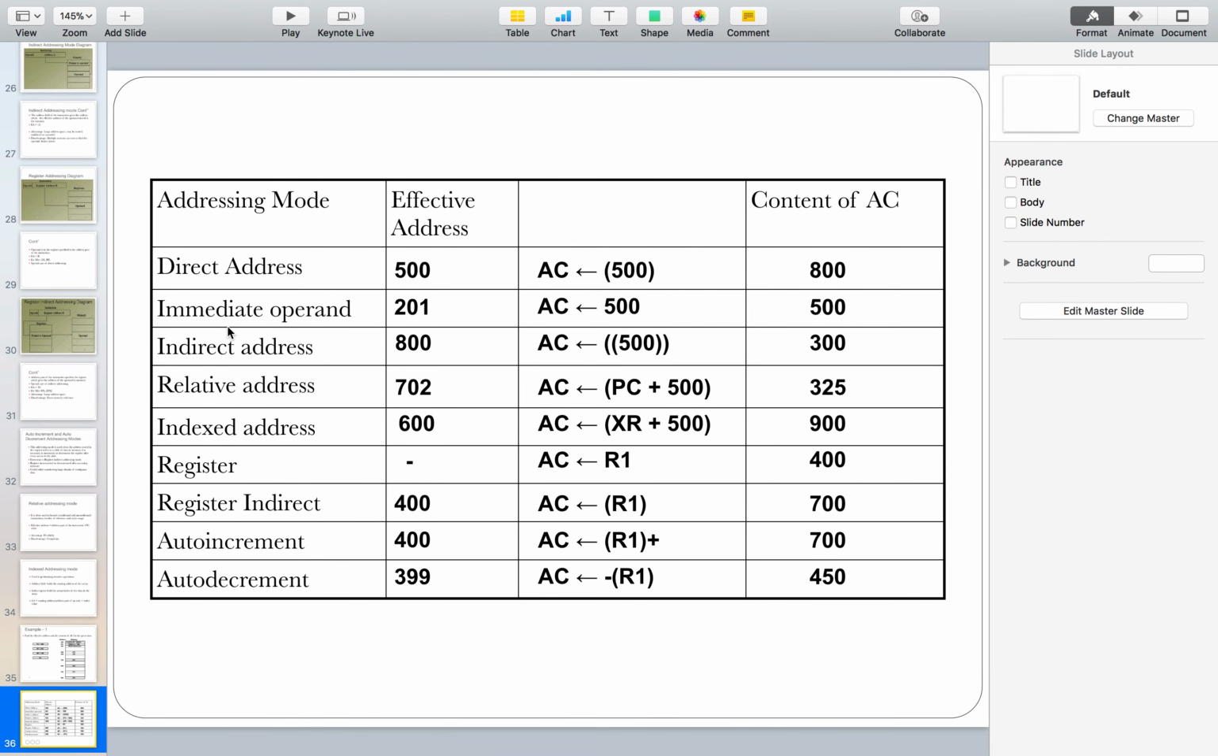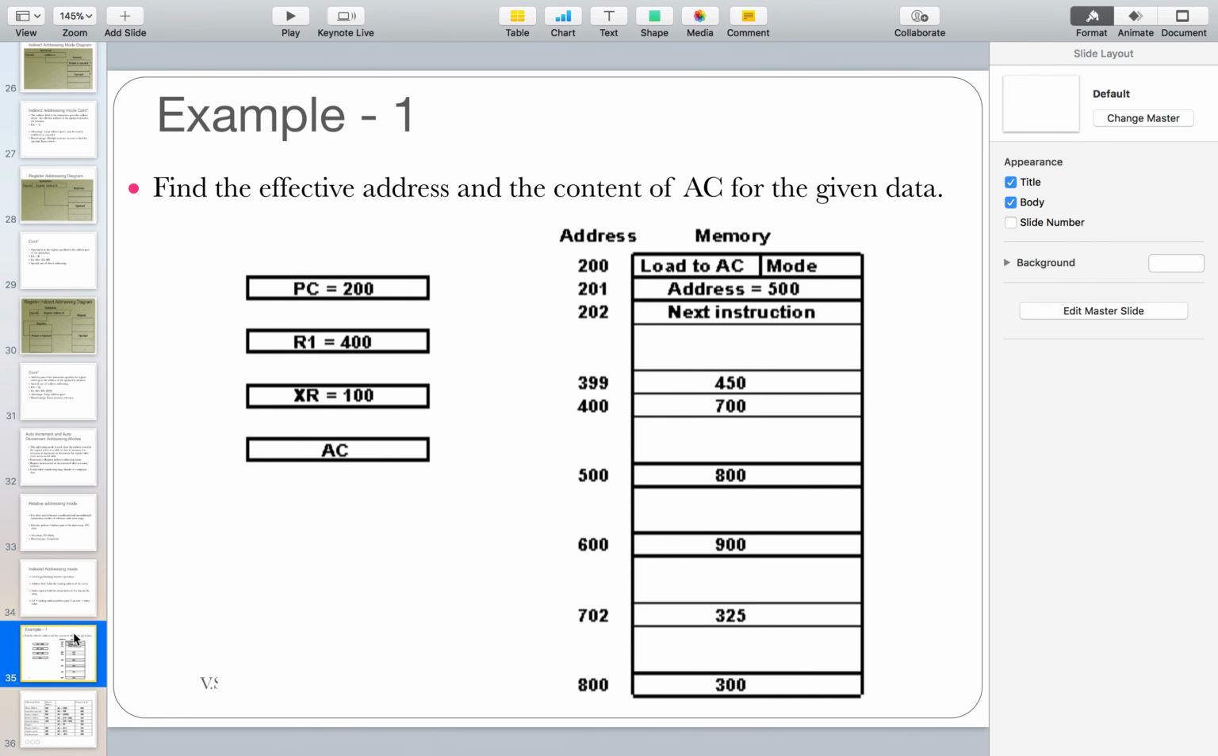Next, coming to direct address. Direct address is already told: 500. Indirect address. So this value 500, my effective address, has the value 800. This 800 further points to the value 300. So this 300 will be my effective operand, and this 800 will be my effective address.